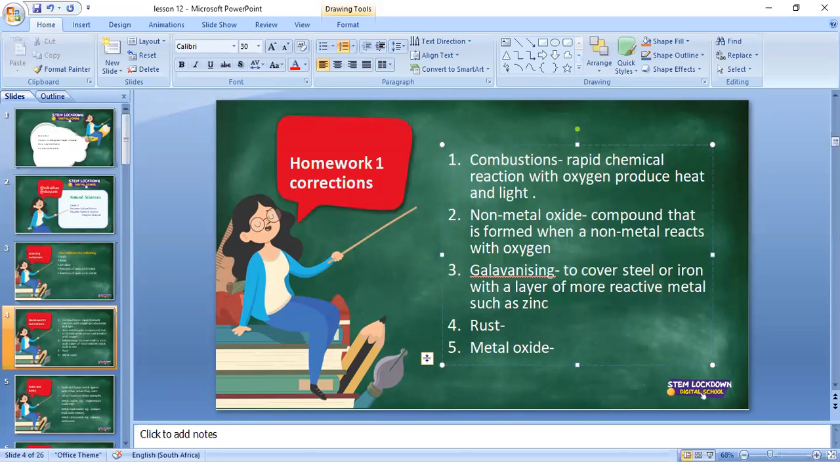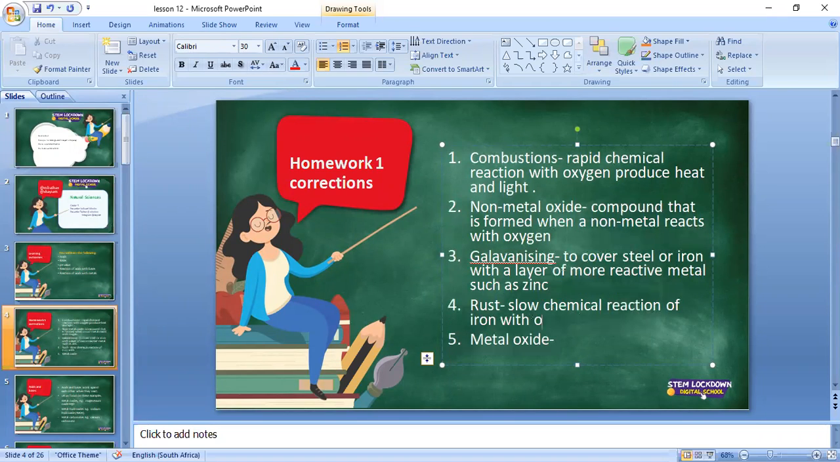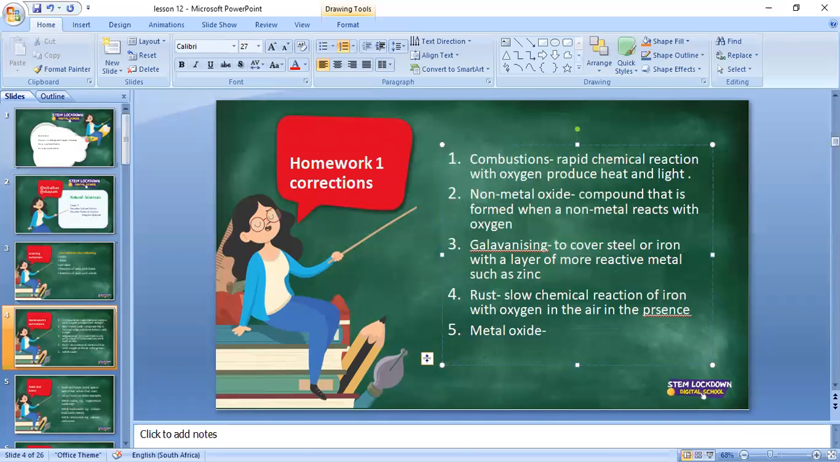So what is rust, grade 9? Rust is formed when steel reacts with oxygen in the presence of water, and then we get rust. So we say it's a slow chemical reaction. It doesn't rust overnight. Rust takes time to occur. It's a slow chemical reaction of iron with oxygen in the air in the presence of water.